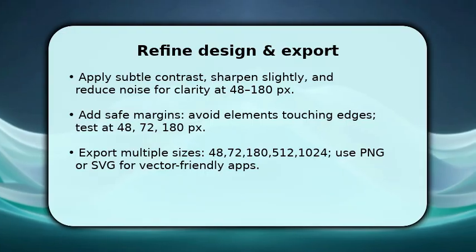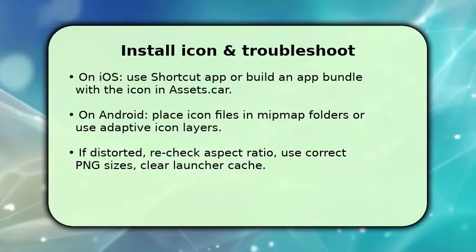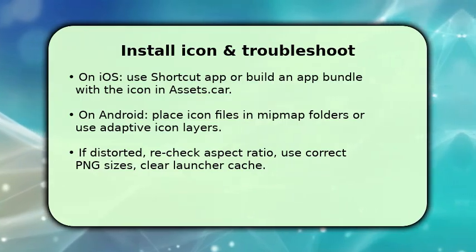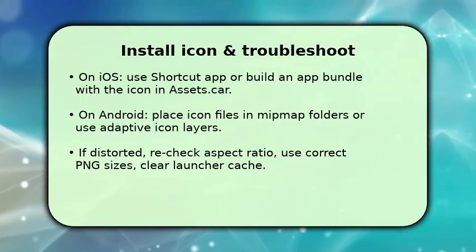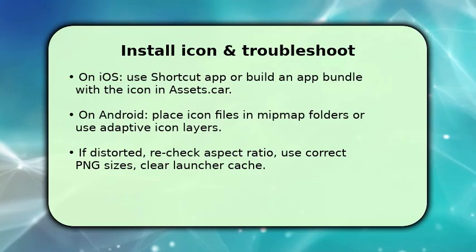On iOS, use a shortcut to set a custom icon or include it in your app's asset catalog. On Android, drop PNGs into the appropriate mipmap folders or create adaptive icon layers with foreground and background. Make sure file names and scale factors match platform expectations.